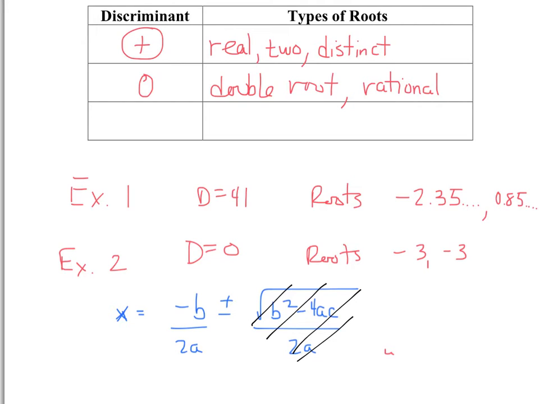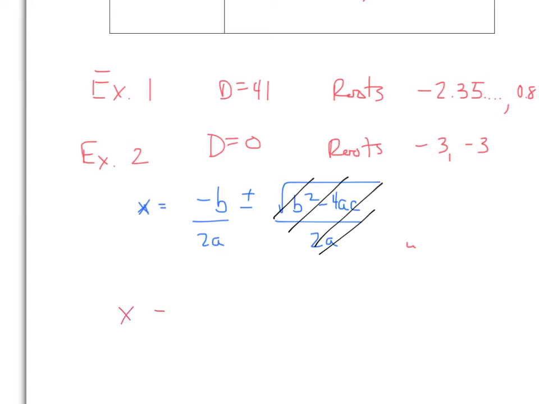If you go back to example 2, what we had was the following. b was 12 and a was 2. So if we plugged in our roots for example 2, b was 12, so negative 12 over 2 times a, which was 2, plus or minus 0. Well, look back at example 2 now. This is the work we had. Negative 12 over 4 is going to give me negative 3. That's where my answer comes from.